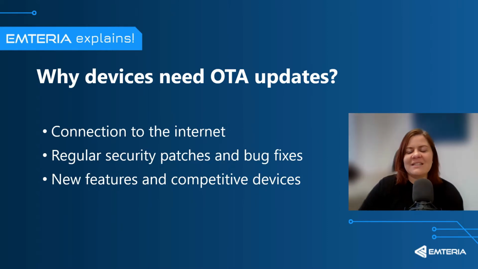So why do devices need OTA updates? Their connection to the internet makes them more vulnerable. So they are exposing basically sensitive data to potential exploits by their connection to the internet. Therefore, they need regular security patches and also bug fixes in cases there are bugs in the software. So security vulnerabilities can have a severe impact on millions of devices running special software.